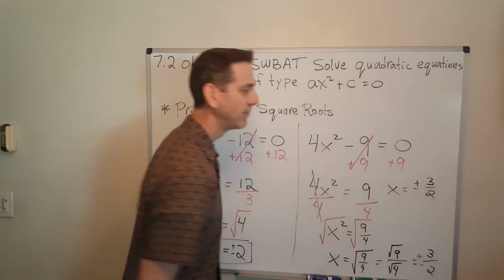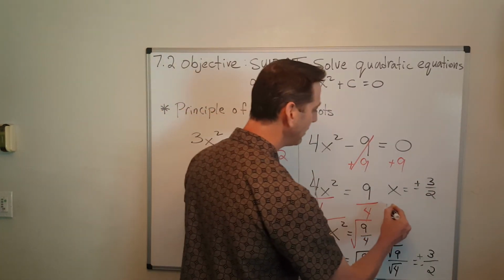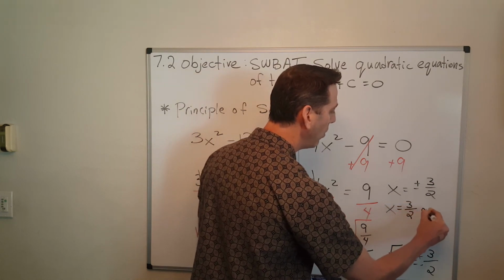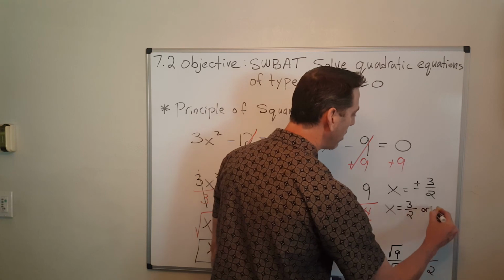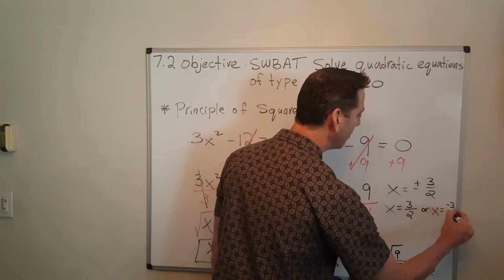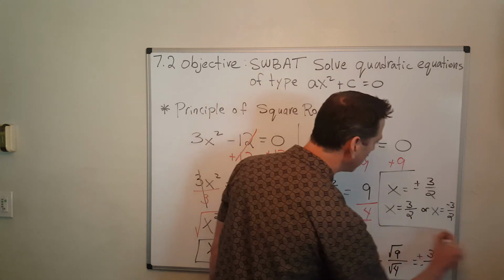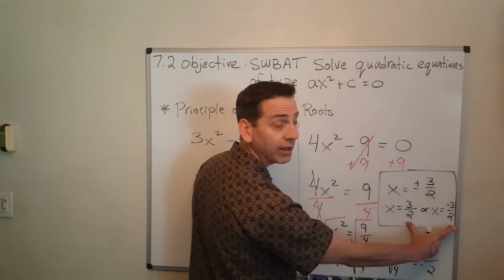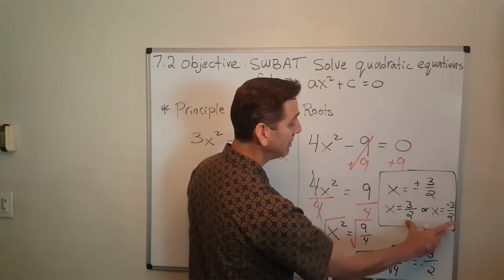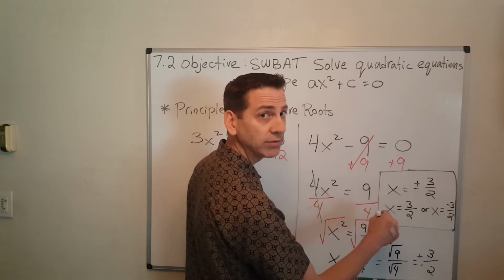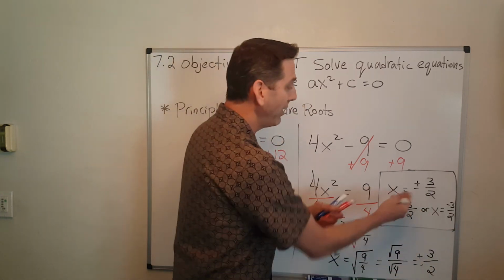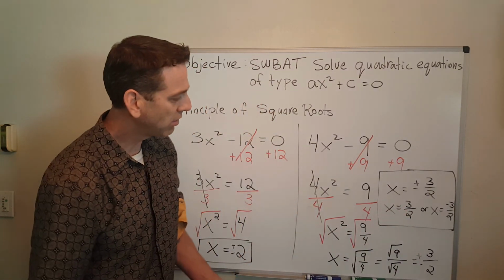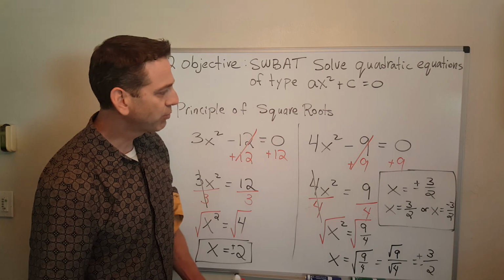Okay, so x equals plus or minus 3/2. Okay, another way of showing this is x equals 3/2 or x equals negative 3/2. All right, this is saying the same thing, right? This is the long way of writing it. There's 2 solutions, 3/2 and negative 3/2. If I want to do it in compact form, I just say, hey, it's plus or minus 3/2.